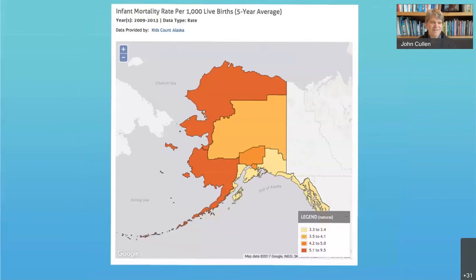Despite this, this is a map of infant mortality, and where we are, we have a remarkably low infant mortality given how remote we are. Part of that is because we do offer obstetrical services. This is going to be more relevant in just a few minutes.